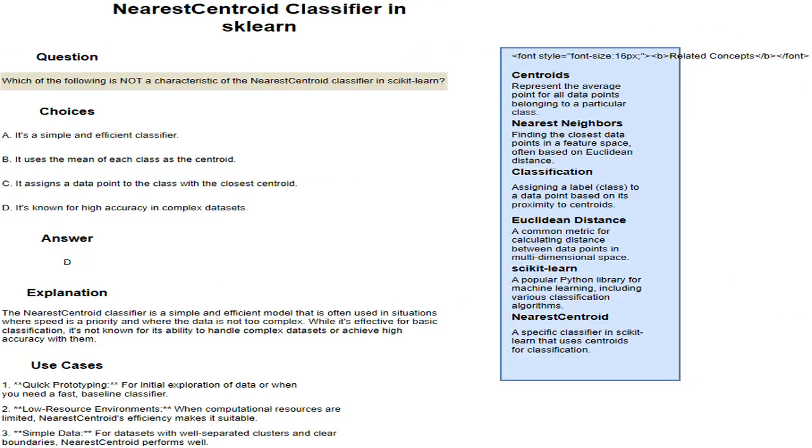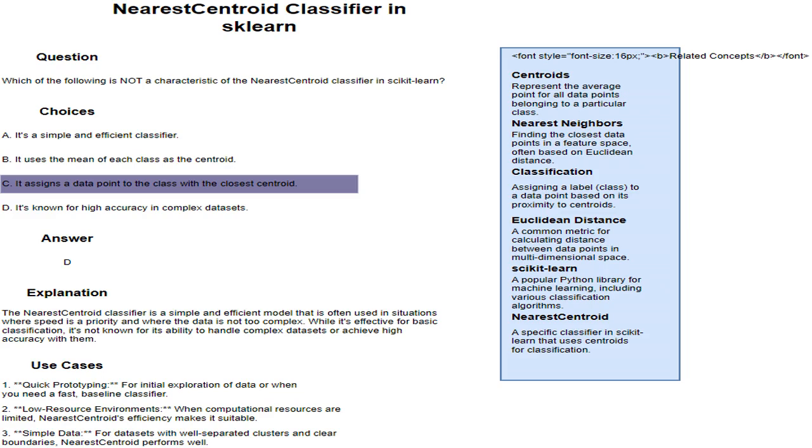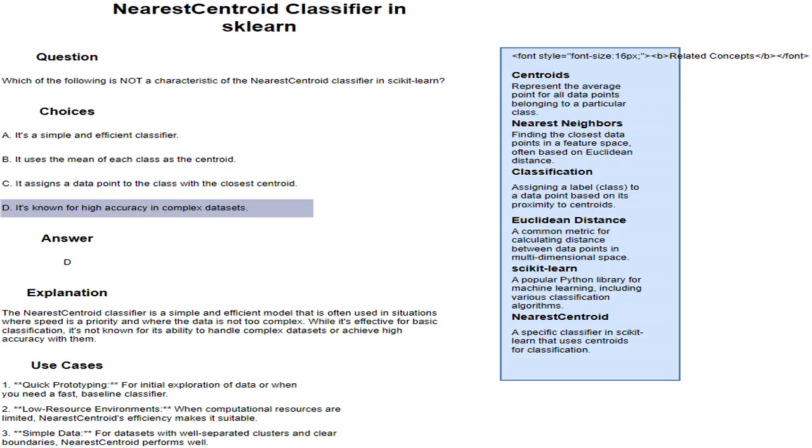29. Which of the following is not a characteristic of the nearest centroid classifier in scikit-learn? A. It's a simple and efficient classifier. B. It uses the mean of each class as the centroid. C. It assigns a data point to the class with the closest centroid. D. It's known for high accuracy in complex datasets.